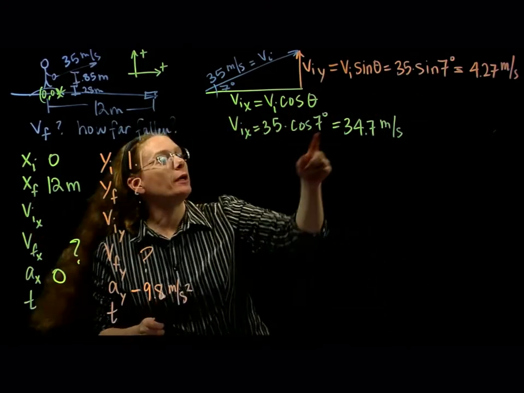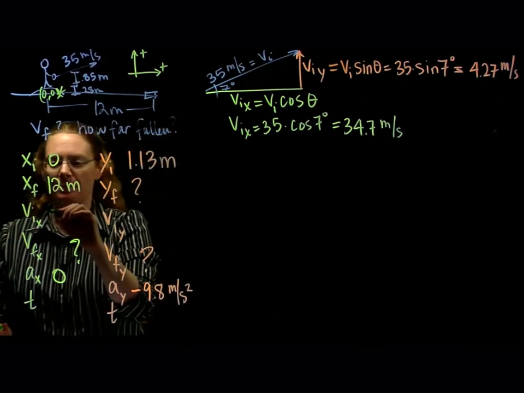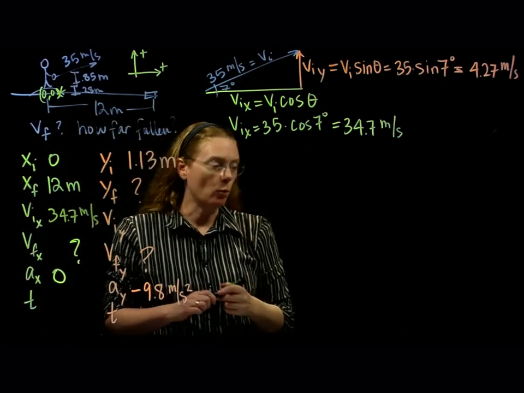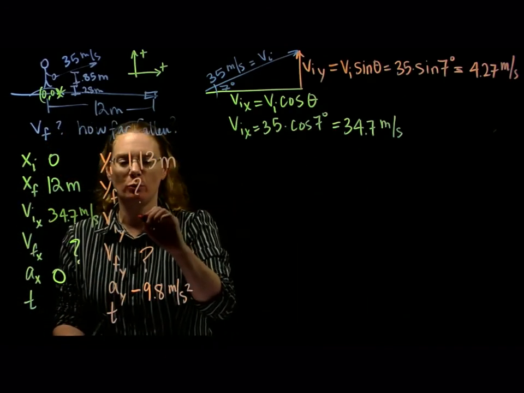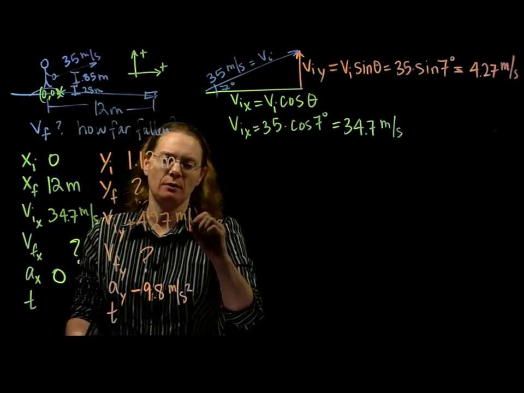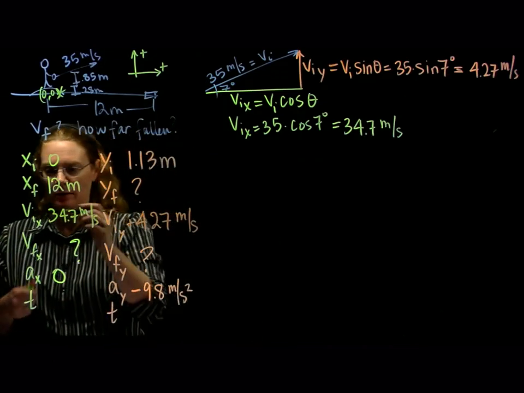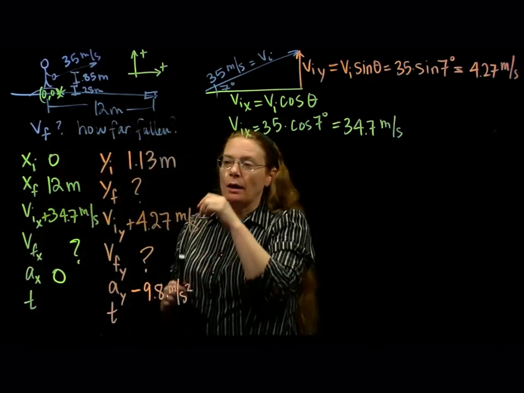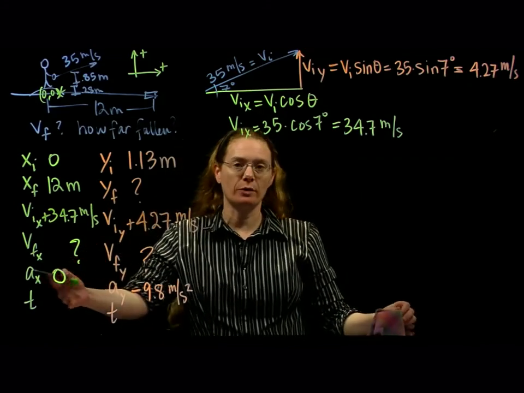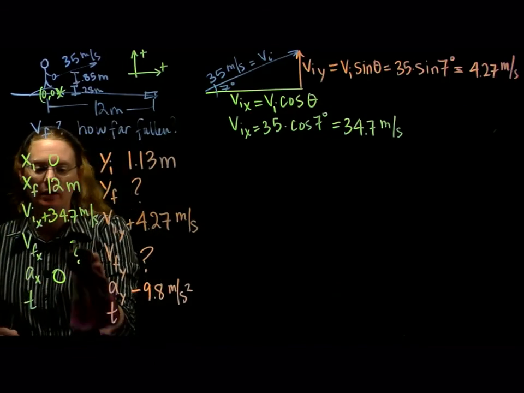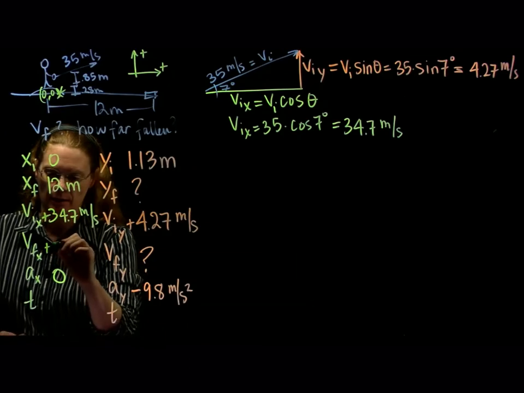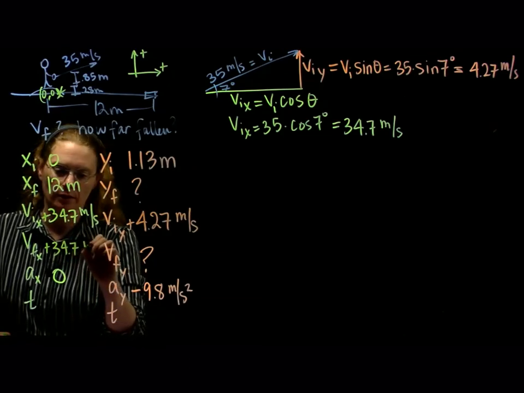So this is what we bring in here. VIX is 34.7 meters per second. VIY was 4.27, and that was going up, so positive. And this is going to the right, so that's positive. And as we had last time, since it's projectile motion, there's no horizontal acceleration, which means we already know this. Our final and our initial velocities are exactly the same: plus 34.7 meters per second.